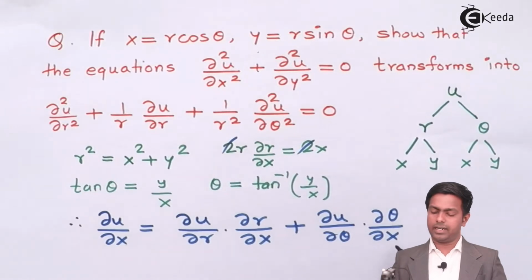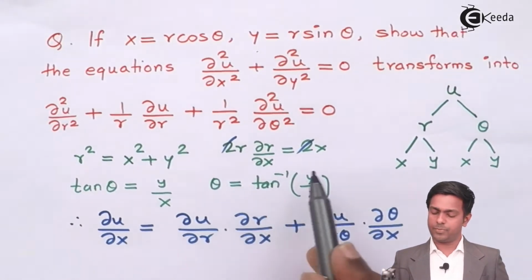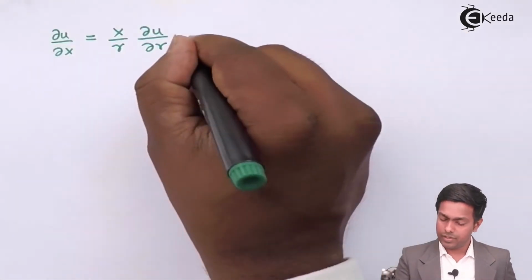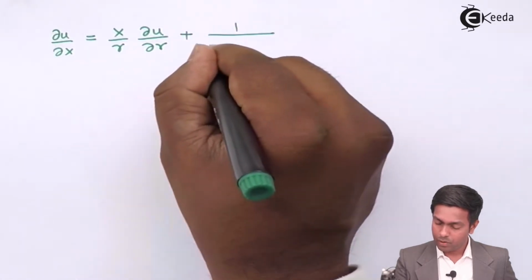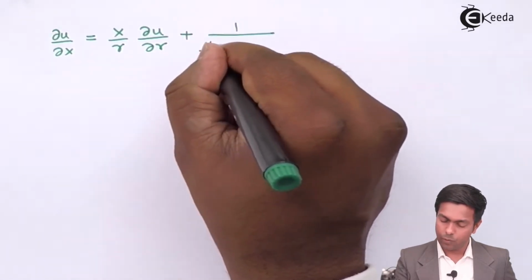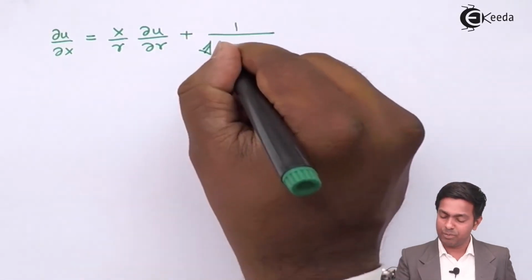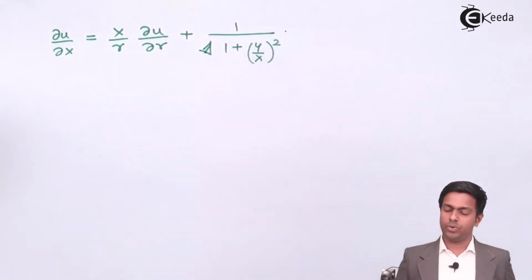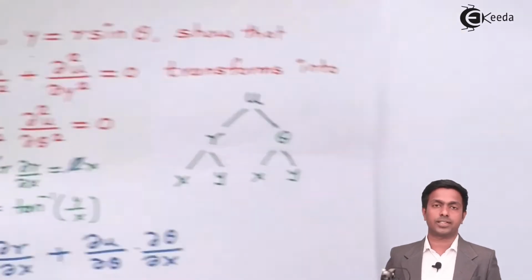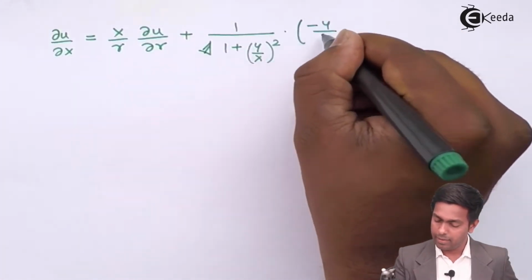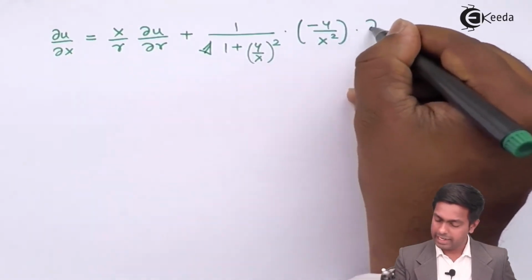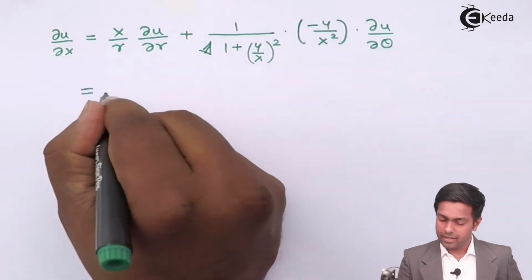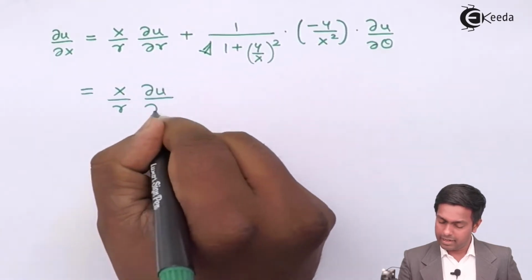Now ∂θ/∂x, so we'll differentiate this theta with respect to x partially. For that we'll get the derivative of tan inverse y by x, which is plus 1 over, there won't be any root because we are differentiating tan inverse, so it will be 1 plus (y by x) the whole square, into the derivative of y by x with respect to x, which is negative y upon x square, into ∂u/∂θ as it is. Now by simplifying here, we'll get x by r ∂u/∂r as it is.